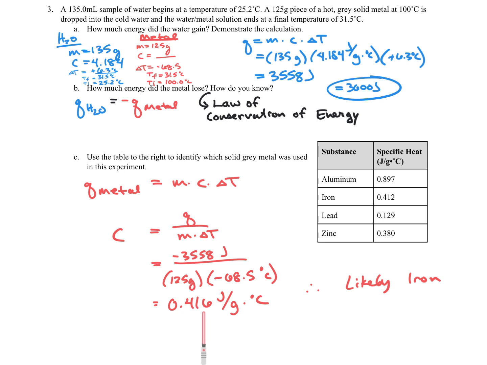Now the math gets to about 0.416, and the given value is 0.412. So even though it's not exactly equal, it's by far the closest one. If you did a percent error calculation, you're off by about a 1,000th of a joule per gram per degree Celsius.